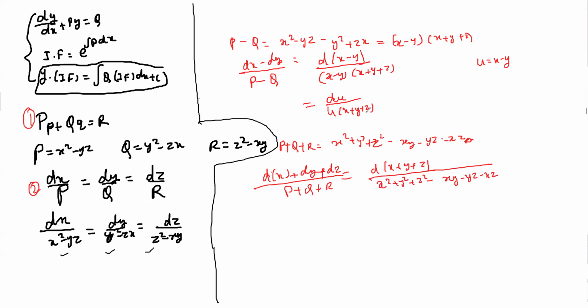Okay. P minus q, you are getting this, right? If you find q minus r, you will get y minus z over x plus y plus z. R minus p gives z minus x over x plus y plus z. Okay.